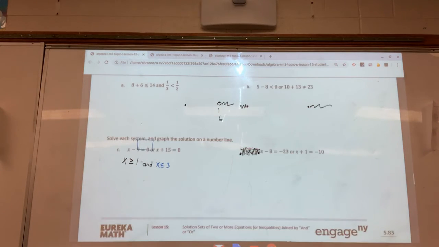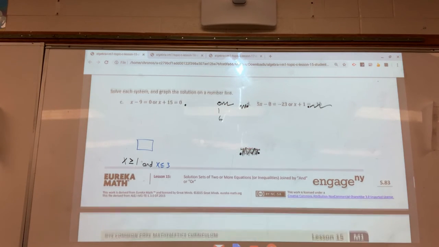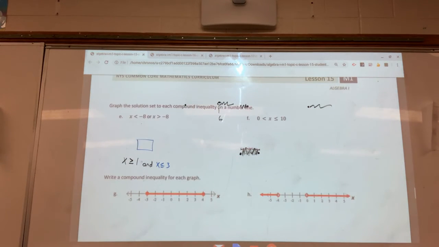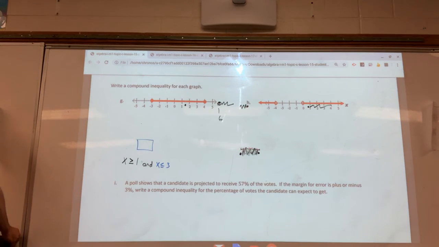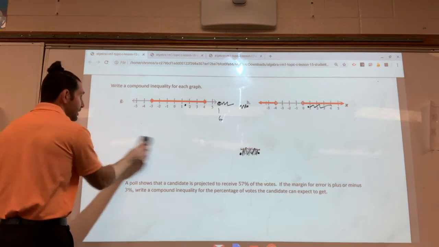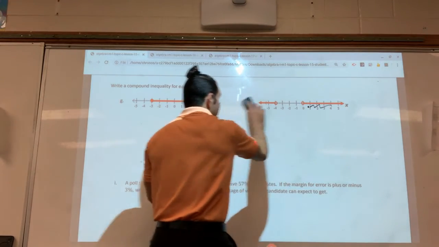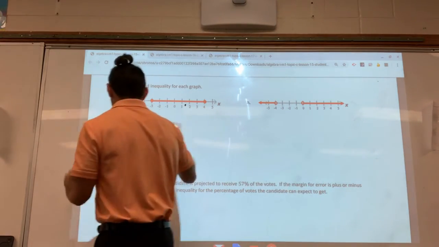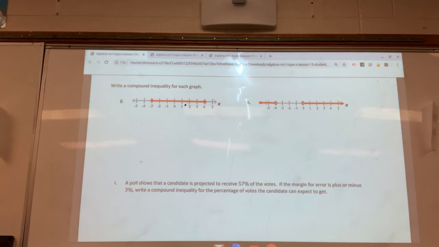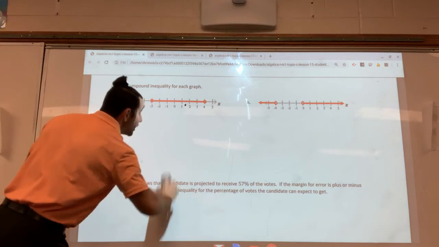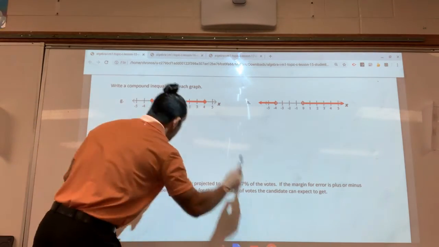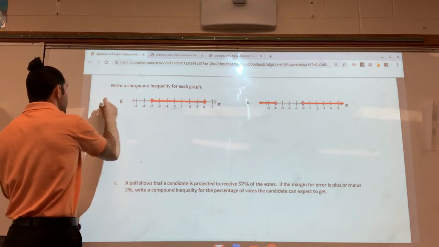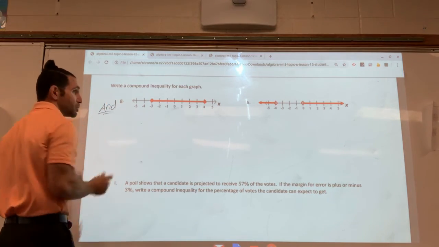Determine if it says this is true or false. No. I don't like or questions. I still don't like or questions. Aha. But let's talk about this. Immediately, you should know something, or you will eventually, about these two types of graphs. Right now, we have an overlapping graph. If it's overlapping like this, we know that this is an and question.